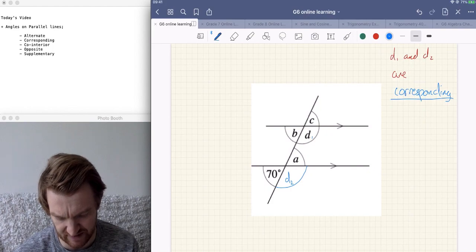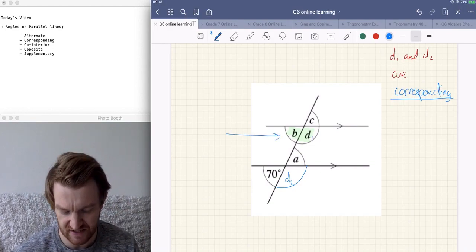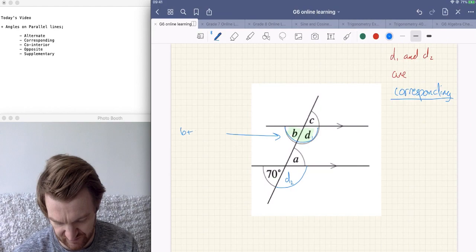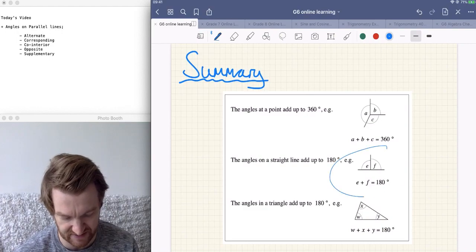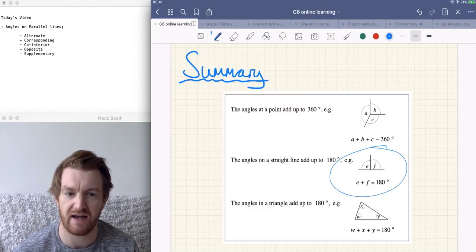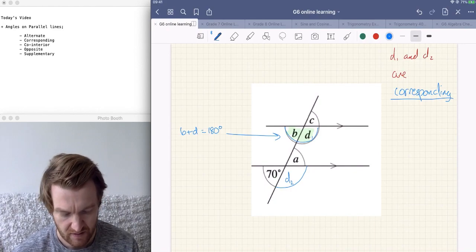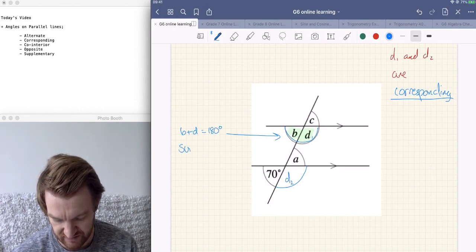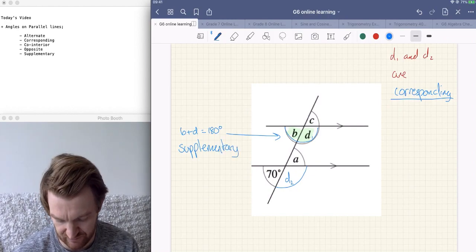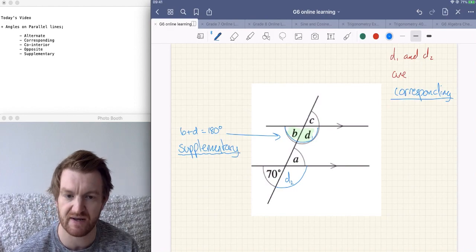Let's look at B and D next. These 2 here. What can we say about B and D? Well, B and D are on a straight line. We've seen that before. They kind of go together to make this half angle. So this tells you that B and D must equal 180 degrees because if we think back to our previous lesson, we talked about angles on a straight line adding up to 180 degrees. We have a name for this. Okay, if B and D add up to 180 degrees, we call them supplementary. So any 2 angles that add up to 180 degrees, we can say are supplementary.